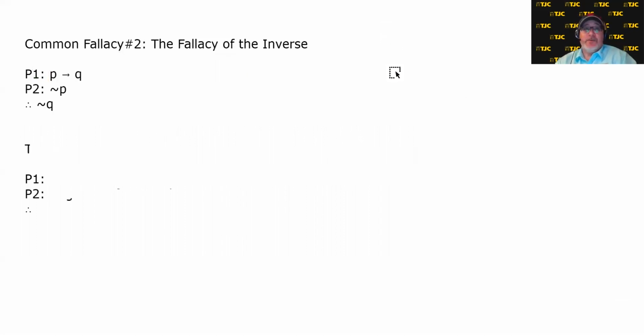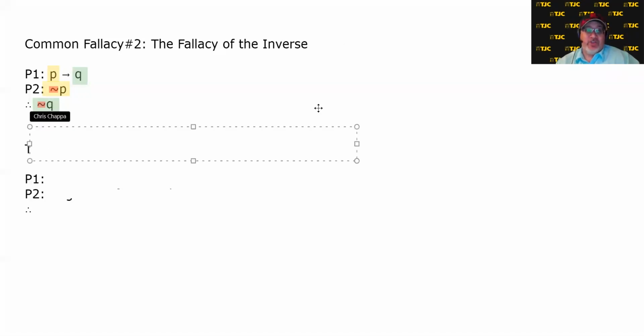And here's its pieces. Common fallacy number 2, the fallacy of the inverse. The first premise is a conditional, so generically P pointing to Q. The second premise is not the antecedent, but the negation of the antecedent, and the conclusion is not the consequent, but the negation of the consequent. Now remember, this is an invalid argument form. So if an argument has this form, the conclusion is invalid. Doesn't mean the conclusion is false. It means the conclusion does not logically follow from that set of premises.